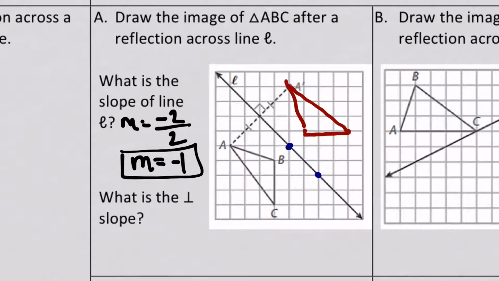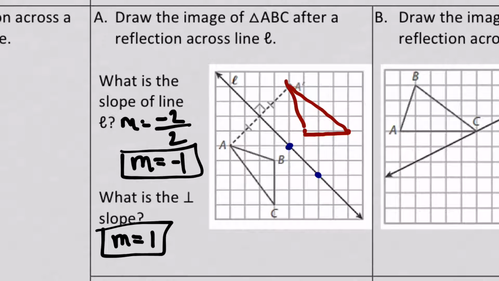Next question is, what is the perpendicular slope? We know how to calculate that. Perpendicular slopes are opposite reciprocals of each other. So the opposite of negative is positive, so it's going to be a positive number. And the reciprocal of 1 is 1, right? Because it's 1 over 1. So the perpendicular slope is just m equals 1.